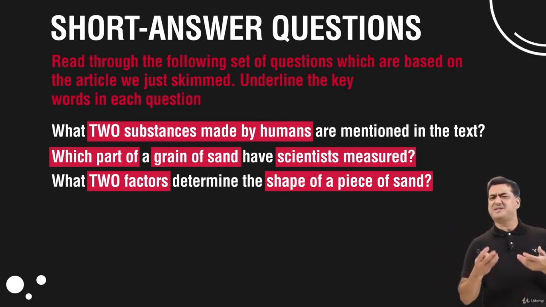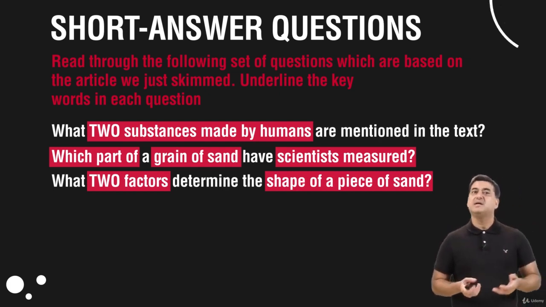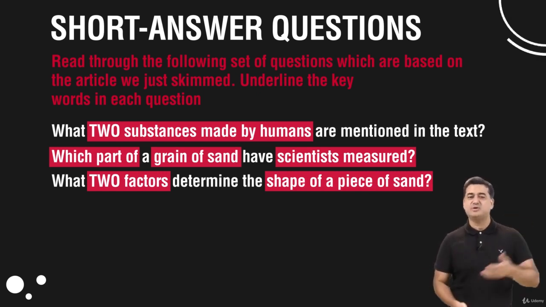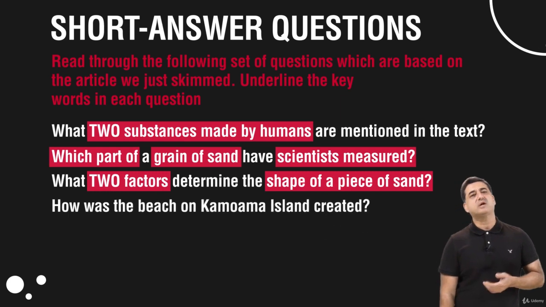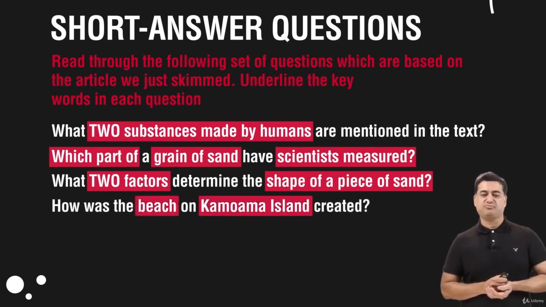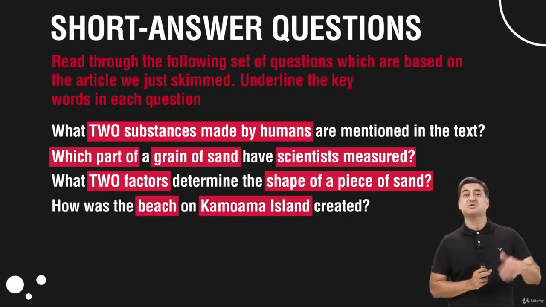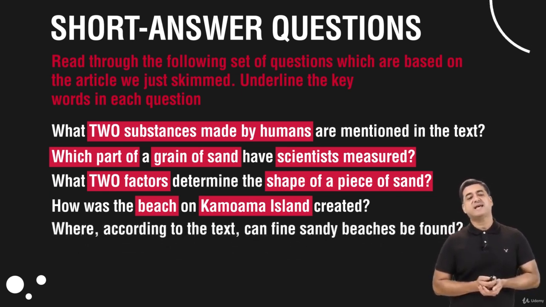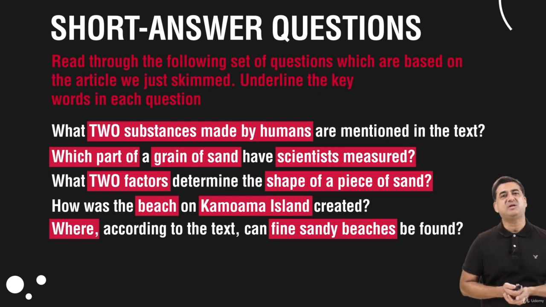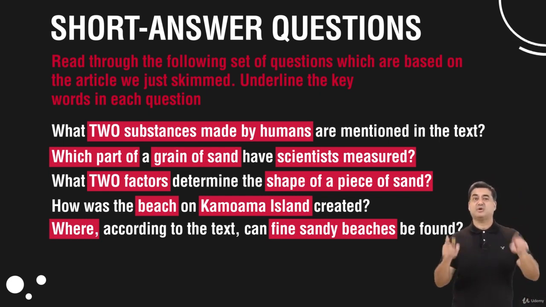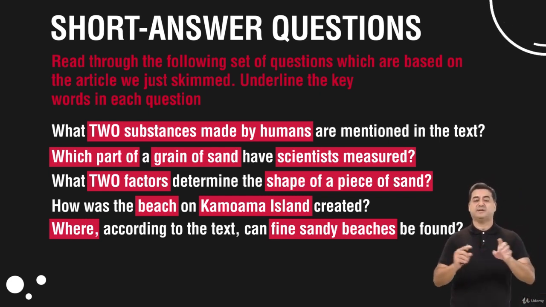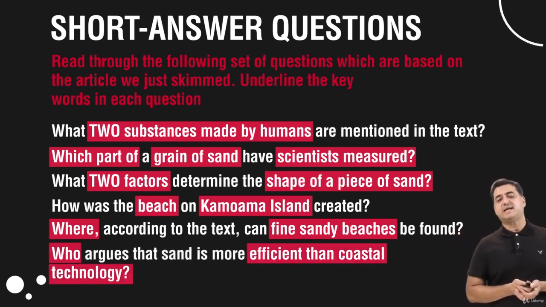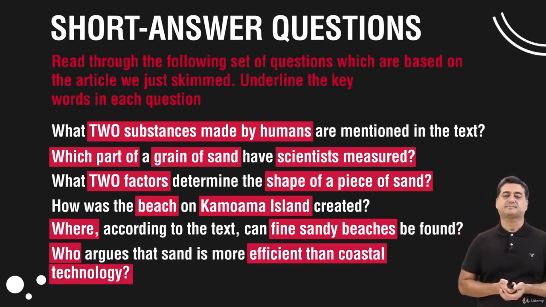Actually, you might know the answers already, but since we have to simulate how it should be done, I'm going to do it. How was the beach on Kamoama Island created? Very easy to scan this particular one. Where, according to the text, can fine sandy beaches be found? It means we are looking for a place because the question says where. Who argues that sand is more efficient than coastal technology?